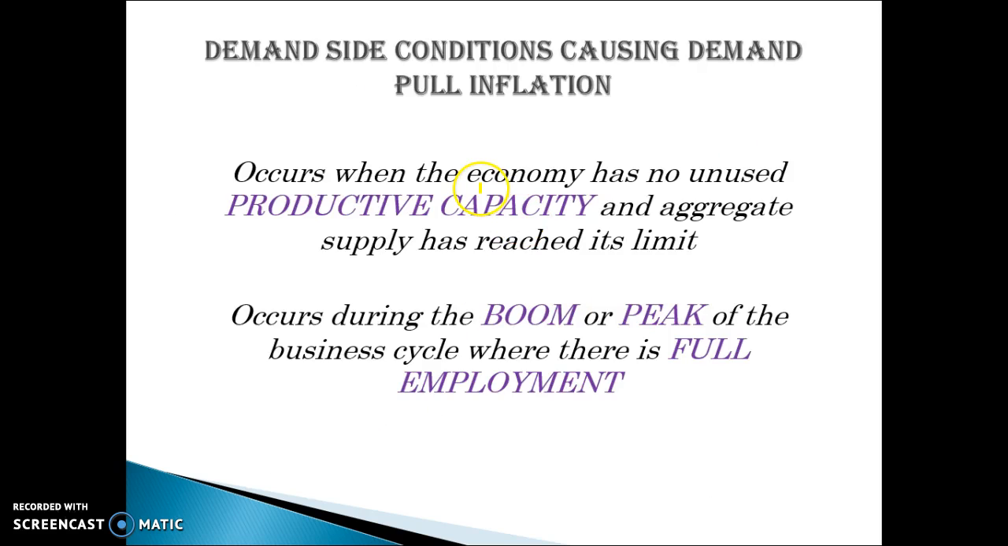So demand side inflation occurs when the economy has very limited productive capacity and supply has reached its limit or its potential. So it's more likely to occur in a boom or a peak when we're close to full employment and there's a lack of cyclical unemployment in the economy.